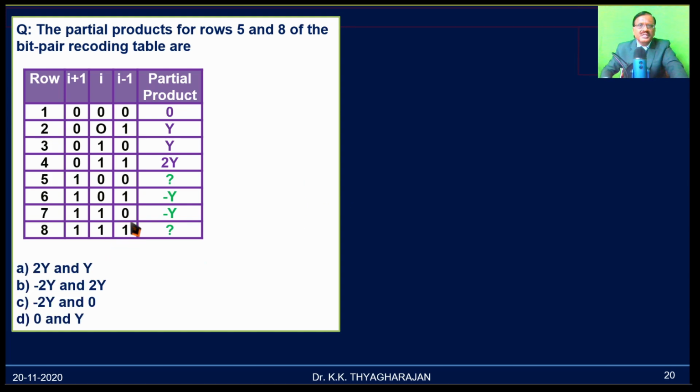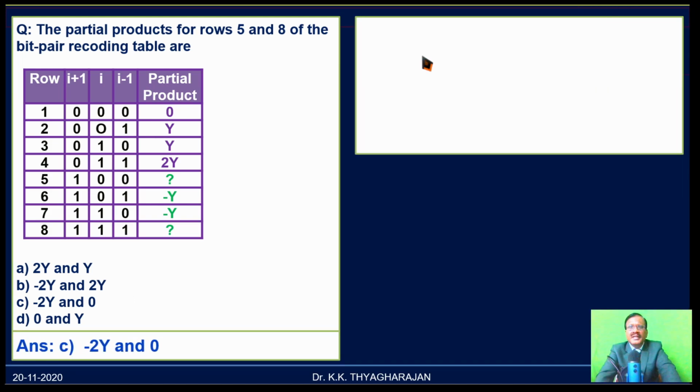In the first option, this is 2y and this is y. It is not correct. Actually, here you should get minus 2y. So, B is having minus 2y, but C is also having minus 2y. So, we have to decide whether B is correct or C is correct. Now, you compare this next value. This is 0. So, the next value is 0 here. So the C option is correct. That means here the value should be minus 2y and here the value should be 0. So C is the correct answer.